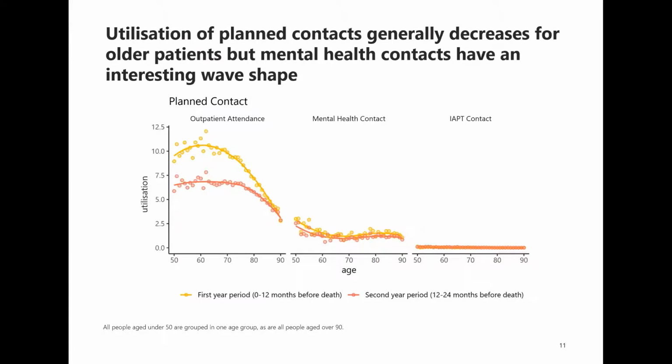For planned contacts, the first thing we can see is that these are dominated by outpatient attendances. Mental health contacts are low, and there is a very small amount of IAT contacts. For outpatient attendances, there's a general picture of use declining as age increases. Also, the difference in use between the first year period and the second year reduces as age increases, so that for the very oldest decedents, there is little or no difference between the 2 periods.